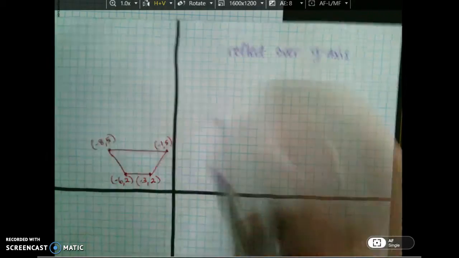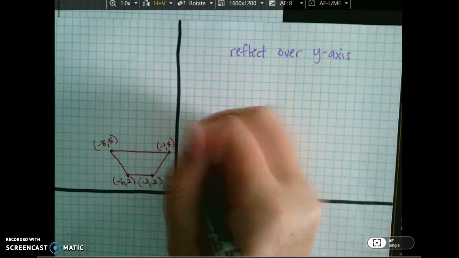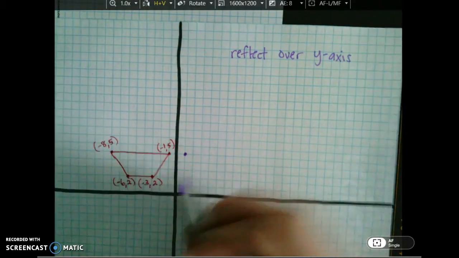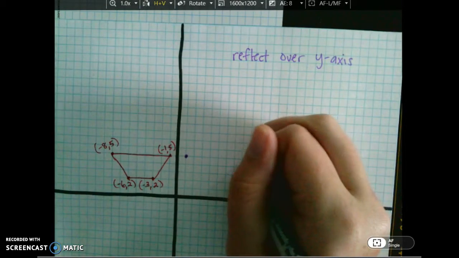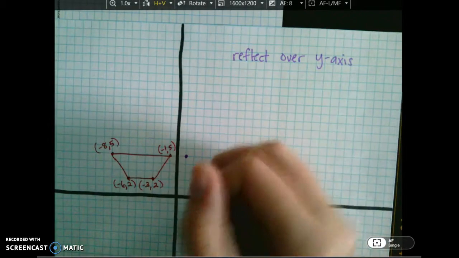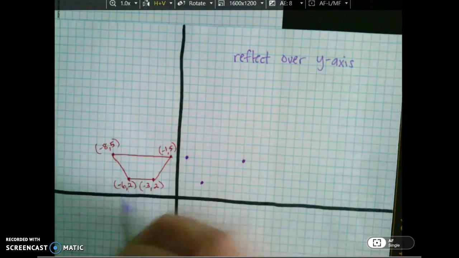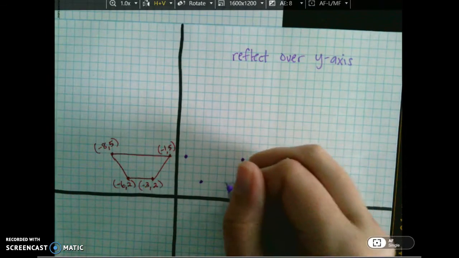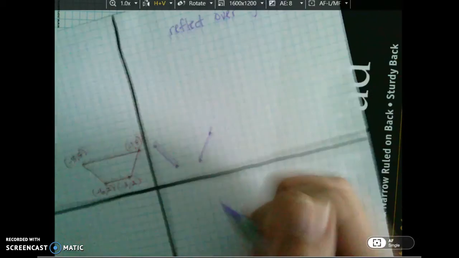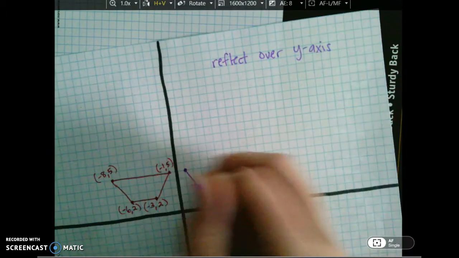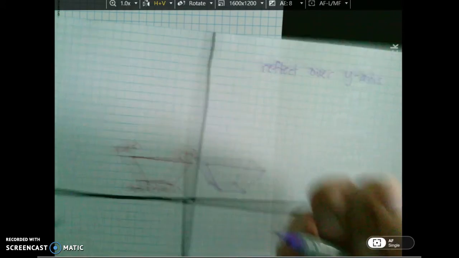Here I'm 1 away, so on this side I need to be 1 away. On this side I'm 8 away, so 1, 2, 3, 4, 5, 6, 7, 8. I'm 3 away, and I'm 6 away. Here's my new trapezoid. Now we can do this without graphing it at all, just from looking at our points. So let's look at our new points.